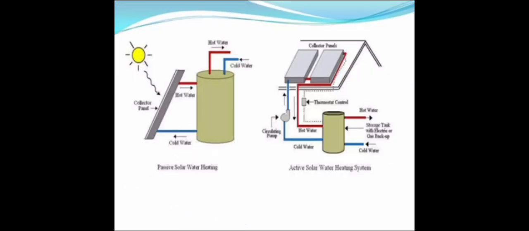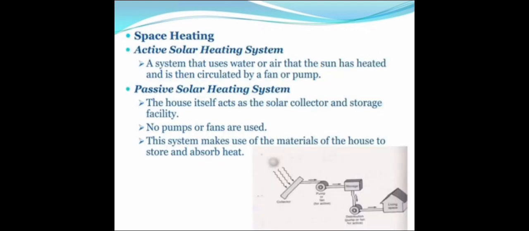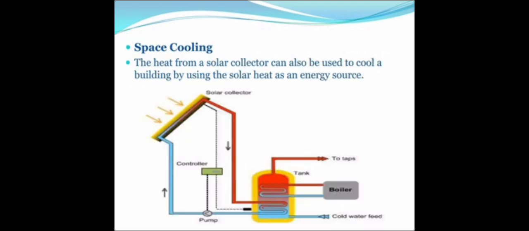The next topic we are going to discuss is water heating. To heat the water using solar energy, there are two methods available: passive solar heating systems and active solar heating systems. In active solar heating system, the system uses water or air that the sun has heated and is then circulated by a fan or pump. But in passive solar heating system, the house itself acts as a solar collector and a storage facility. No pumps or fans are used. The system makes use of material of the house to store and absorb heat.